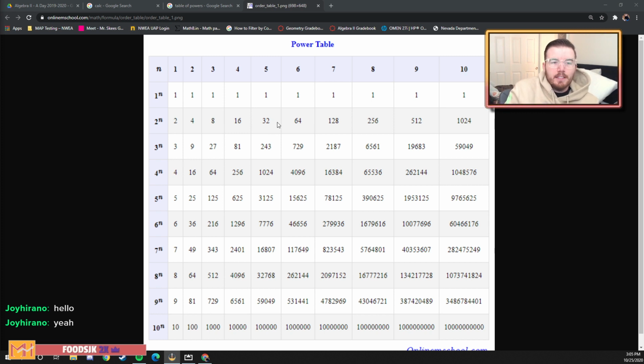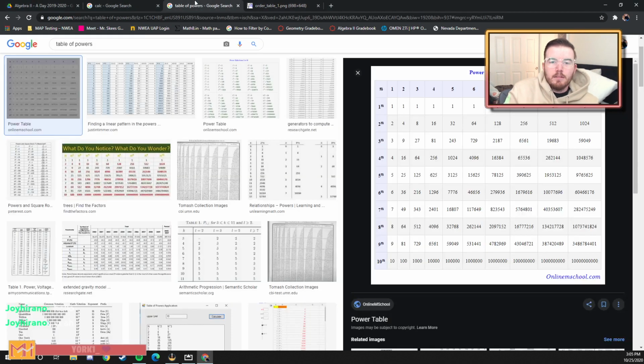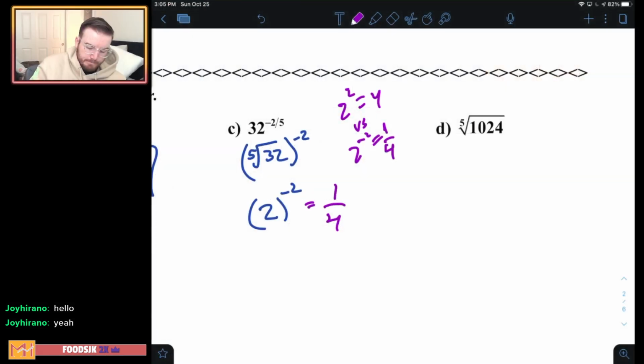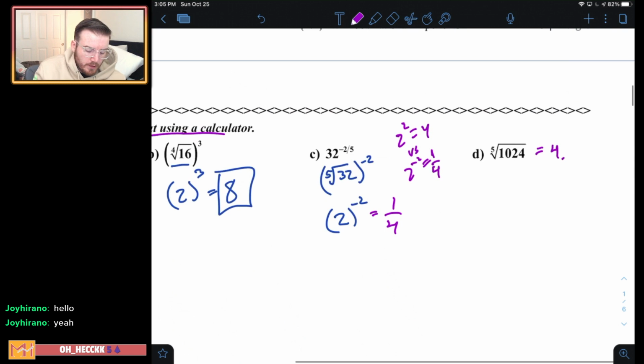This table is very helpful, and I'll probably post this on Canvas so that way we don't have to go searching for it every single time. I'll just post the picture. But for now, that's what I Googled, "table of powers." It's the very first thing that comes up. So the fifth root of 1024 is 4. There it is.